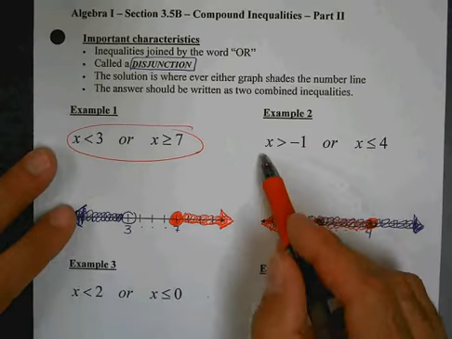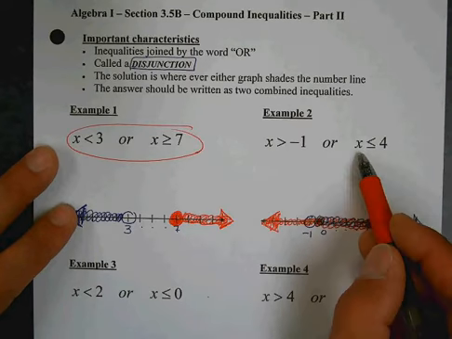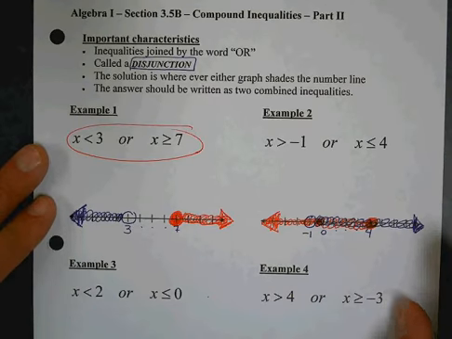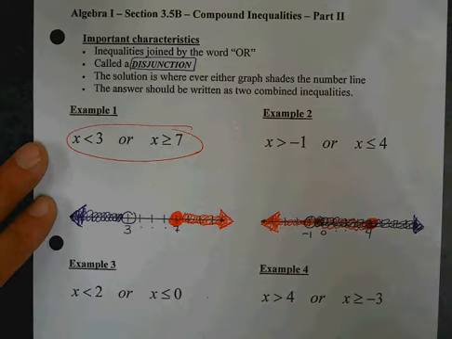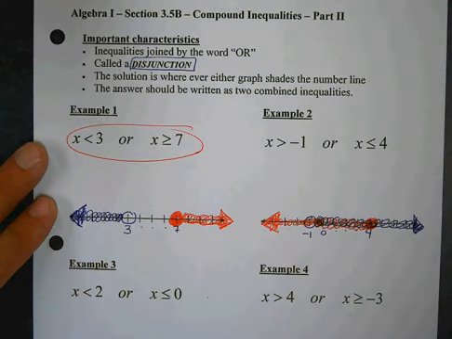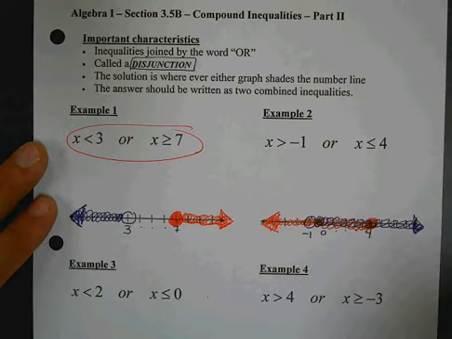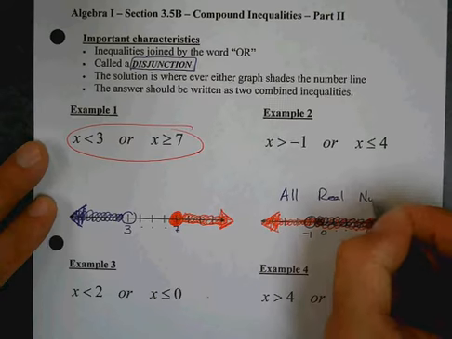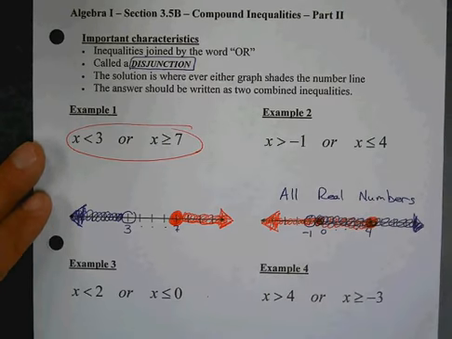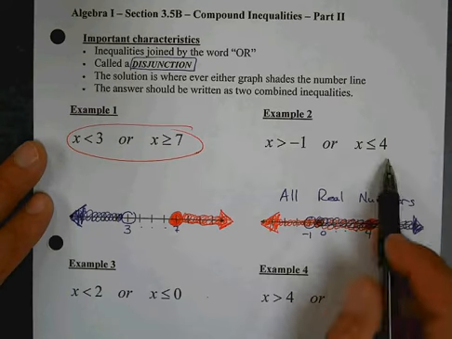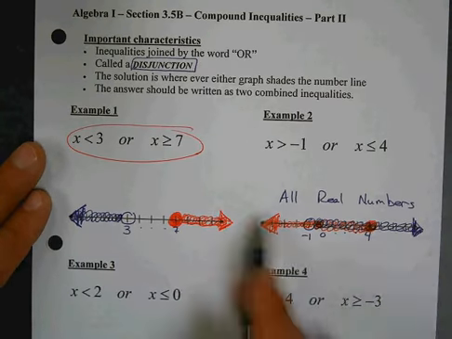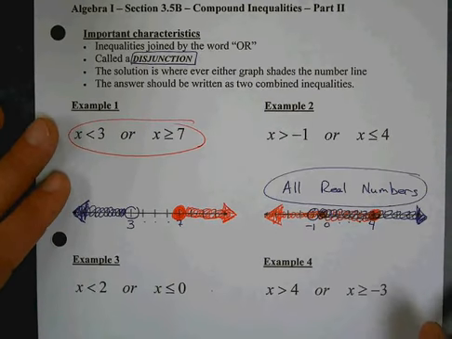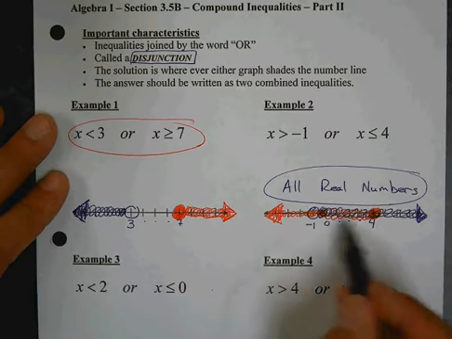Now, for something to be true, it must be either greater than negative 1 or less than 4. What numbers satisfy those conditions? Someone said it. Who said it? Shalon, did you say it? I thought I heard someone say all real numbers. Can you think of a number that will not satisfy either the first one or the second one? There's not one, because the whole number line is shaded. So what's the answer? Algebraically, that's the answer. You have to use words here. Graphically, you shade the whole number line.